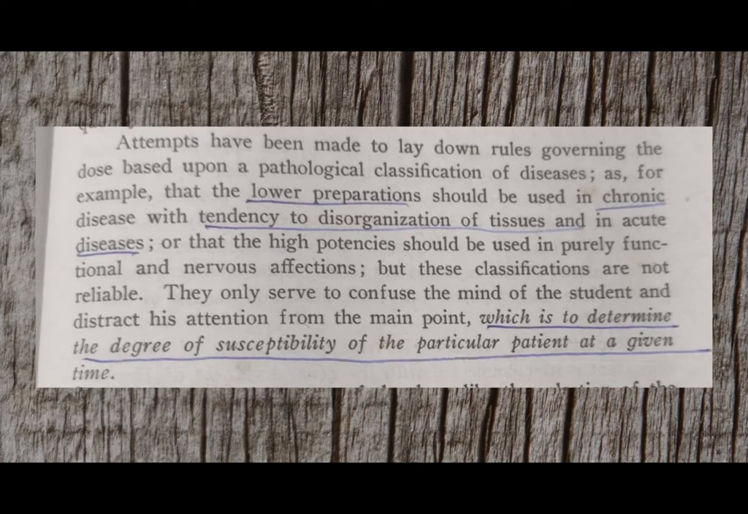They only serve to confuse the mind of the student and distract his attention from the main point, which is to determine the degree of susceptibility of the particular patient at a given time. So what I suggest you use in your clinic for potency selection is the susceptibility of the patient. Whether there is a tissue change or a pathology, if the susceptibility of the patient is high, you should go for the high potency. And where there is a tissue change with low susceptibility, you should go to the low potencies.